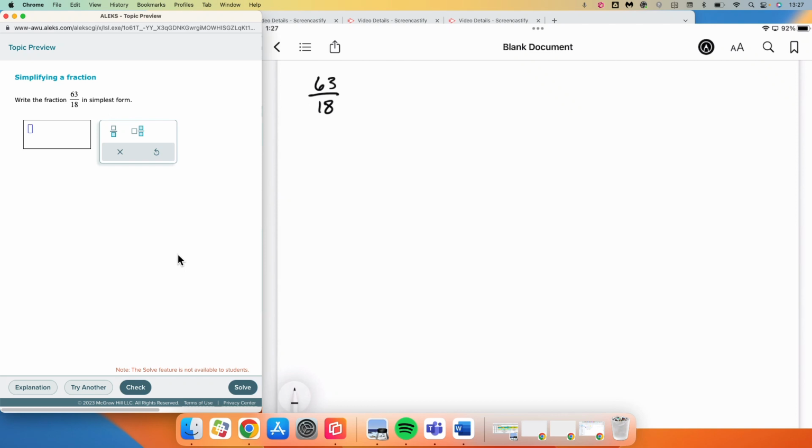If you have a multiplication table handy, that might help you out. But I noticed right away that 9 goes into both 63 and 18. So 63 divided by 9 is 7. 18 divided by 9 is 2. And so that's going to be the fraction in simplest form, but it is improper, meaning that the number in the numerator, the 7, is larger than the number in the denominator, the 2.